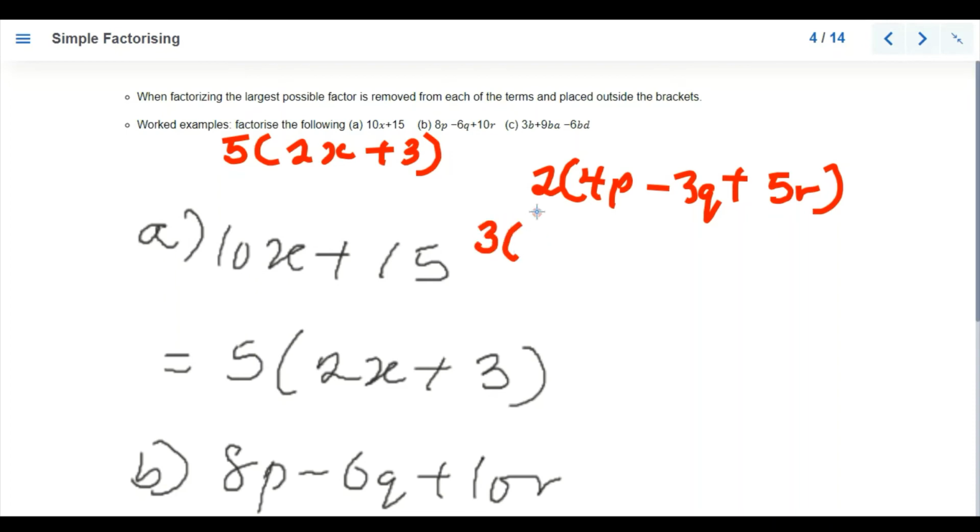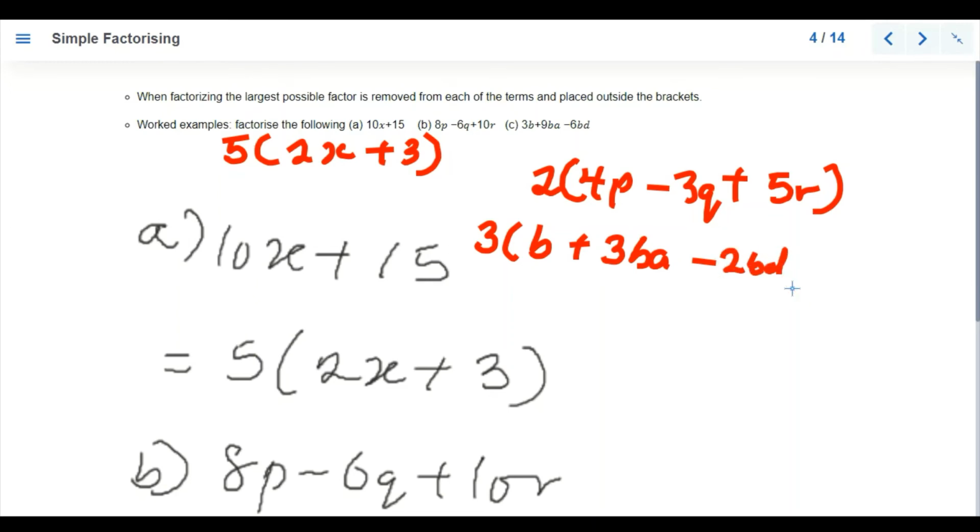So we have 3. What is left here? We only have b, because 3 times b will give us 3b. Plus, what do we have left here? We have 3. 3 times 3 will give us 9. So we still have our variables, which are b and a. Then we have minus, after we bring out 3 from 6, what is left? That is 2. So we have 2d.